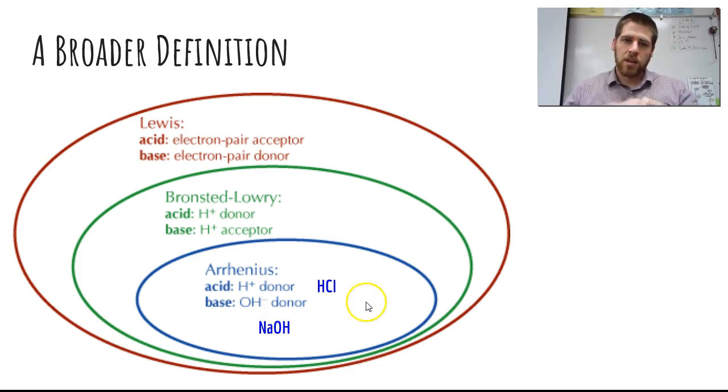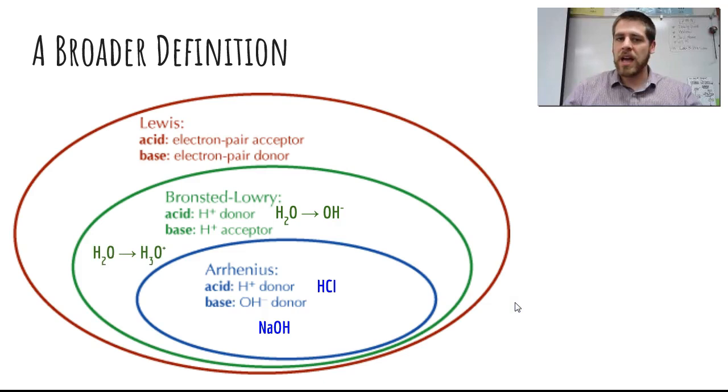Bronsted-Lowry came later and included a few more. NH3 is a good example of a base that is a Bronsted-Lowry base, but it's not an Arrhenius base because it doesn't have the OH that it produces, but it indirectly produces one. With Bronsted-Lowry, it's all in what's happening to the H. Is it getting donated? Is it being given off, or is it being accepted?